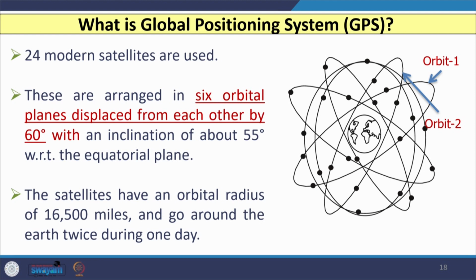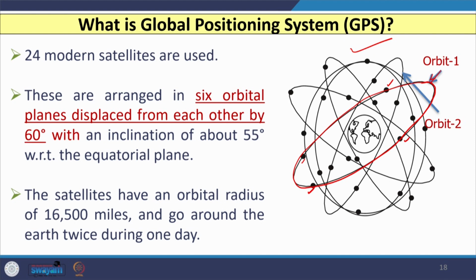Now, let us see what is GPS or global positioning system. In 1994, 24 satellites were installed in the sky, and these satellites are arranged in 6 orbital planes, separated from each other by 60 degrees, with an inclination of about 55 degrees with reference to the equatorial plane. You can see in the figure that different orbits are shown here. You can see this is orbit 1, and in this orbit you can see 4 satellites are there. Similarly, you have different orbits, 6 orbits are there, and in each orbit you have 4 satellites.